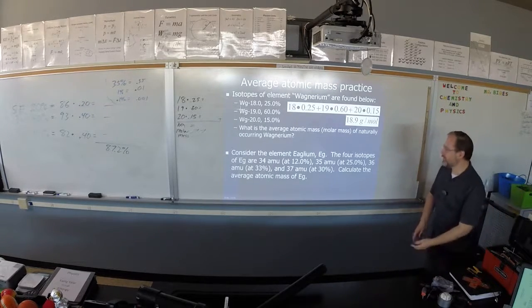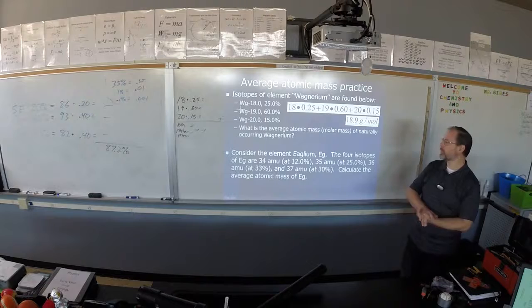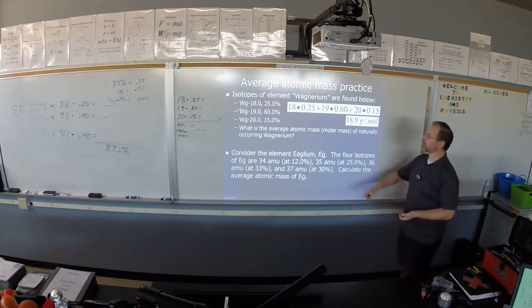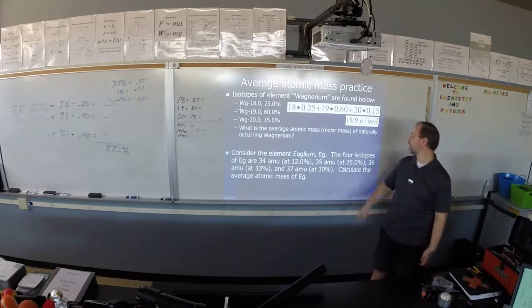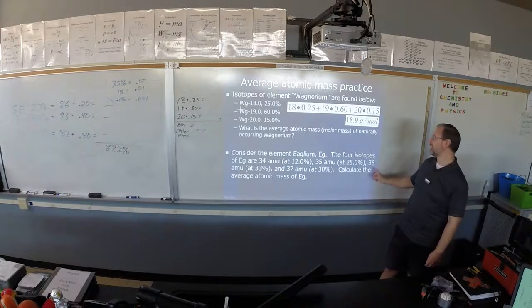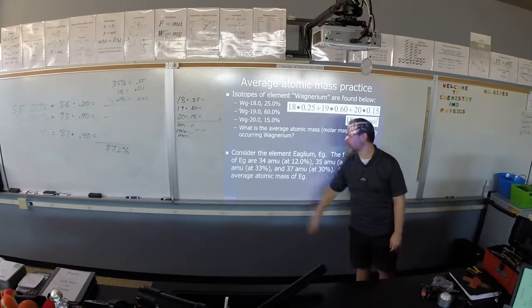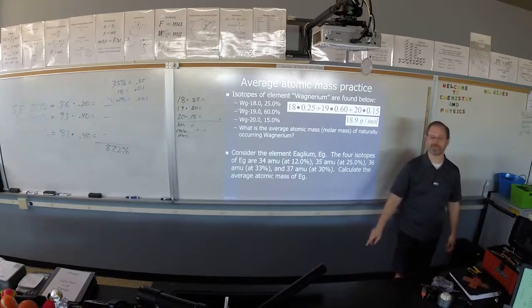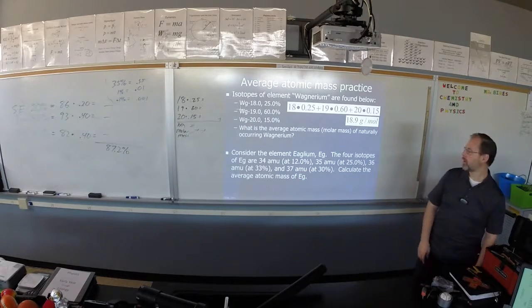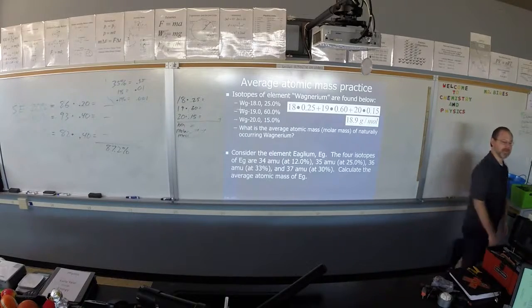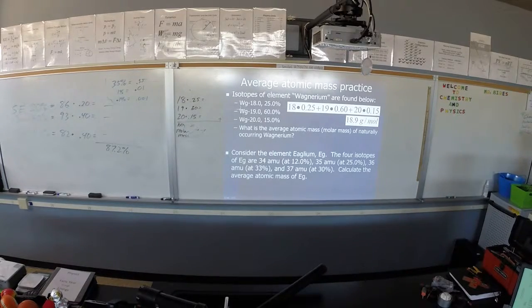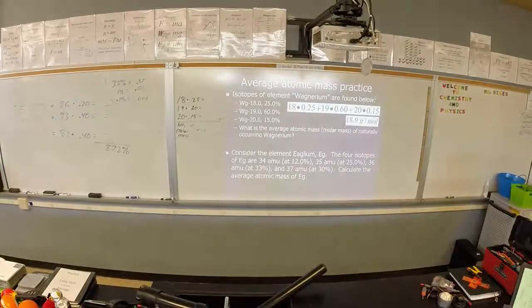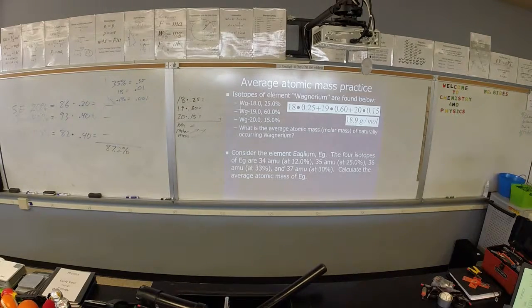Consider the element gallium. Gallium has 4 isotopes. 34 AMU is 12% abundant. 35 AMU is 25% abundant, and 36 AMU is 36% abundant, and the 4th isotope, 37 AMU, is 30% abundant. So on your own, please calculate the average atomic mass of naturally occurring gallium.